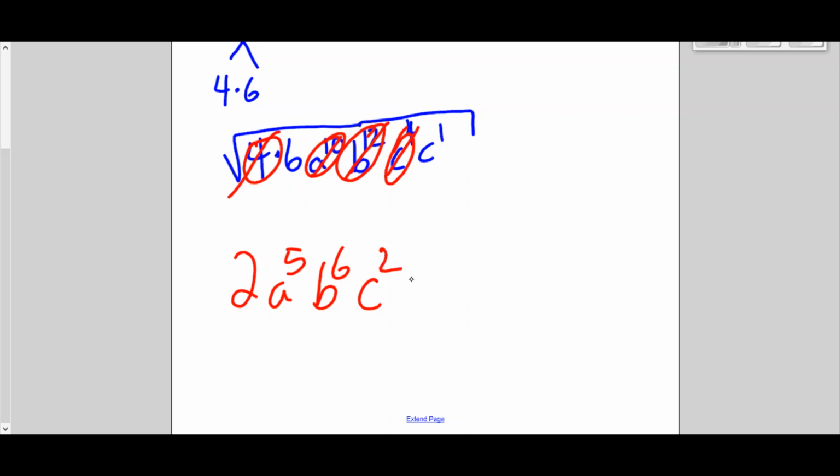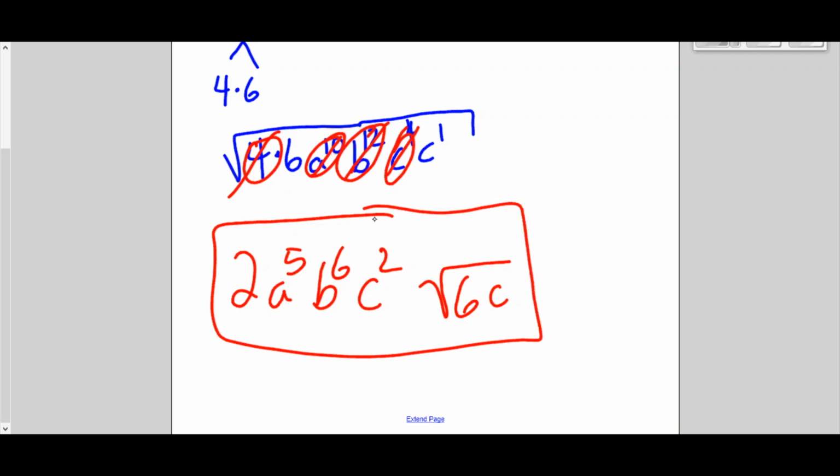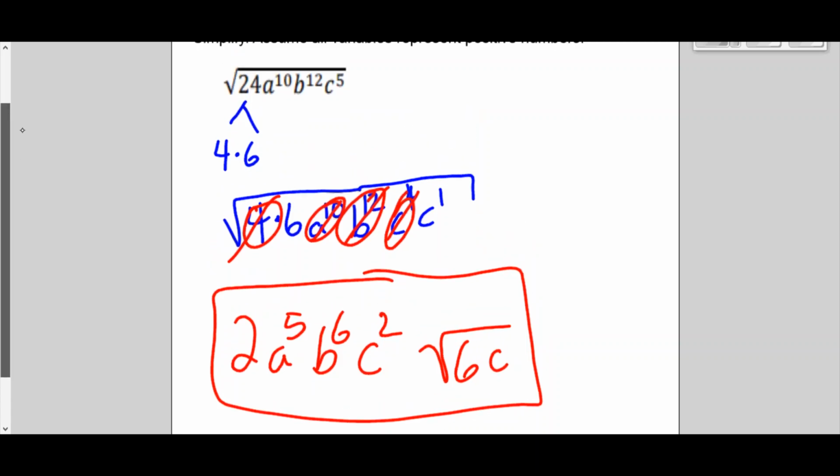And then what am I left with in my radical? What haven't I crossed off yet? So I have the 6, and I have the c to the first. Again, you could show the first power there if you wanted to. So this will be 2a to the 5th, b to the 6th, c squared, and then the square root of 6c. That would be my answer for this one. So here's that if you need it.